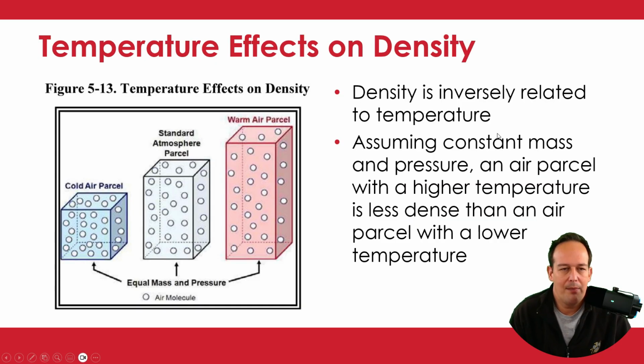Well, the same thing happens with temperature. Here in the center, we'll just call it a standard atmosphere. As the temperature increases to the right here, the air expands. So it's the same amount of air, but because the volume of space expands, we would say the density is less. But as the temperature cools here to the left, it's the same amount of air, but it gets compressed, and so the density is higher.